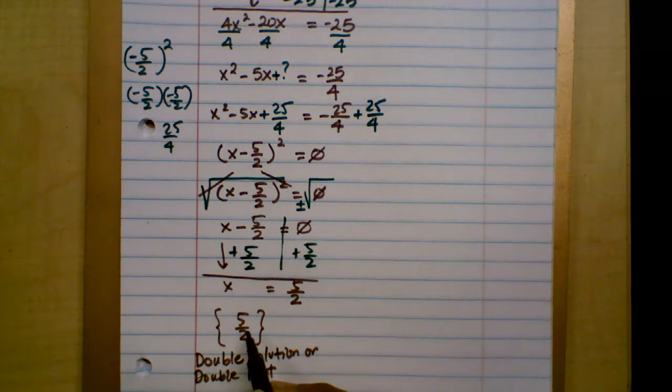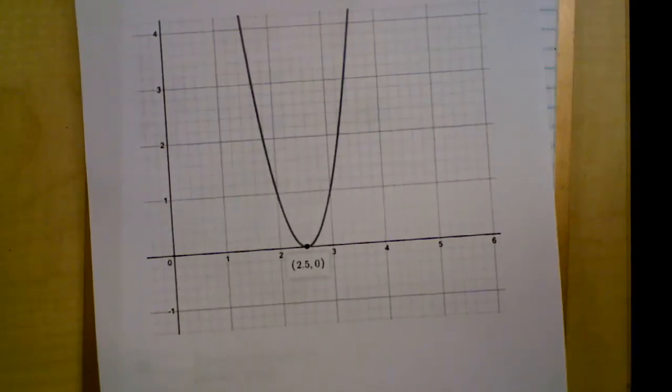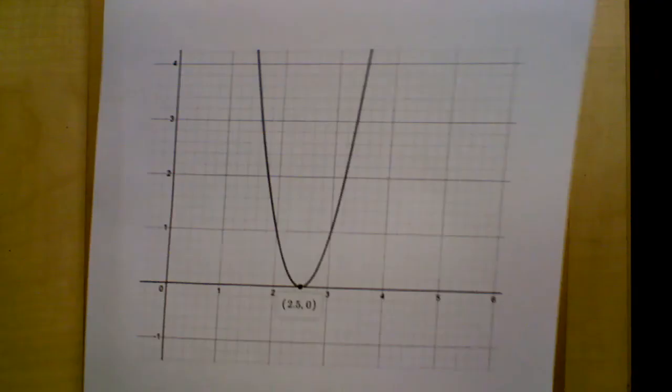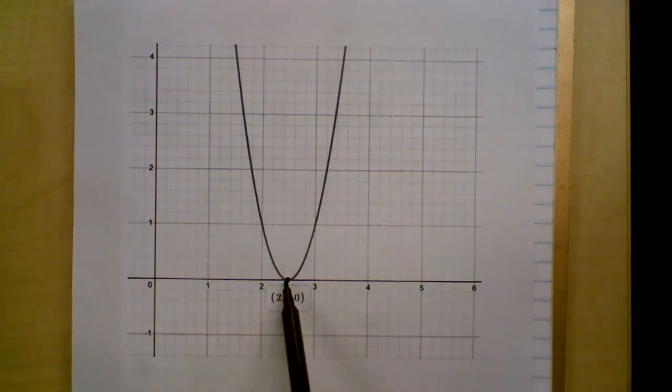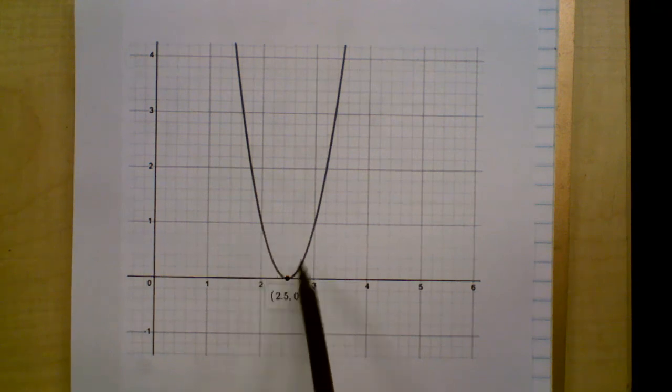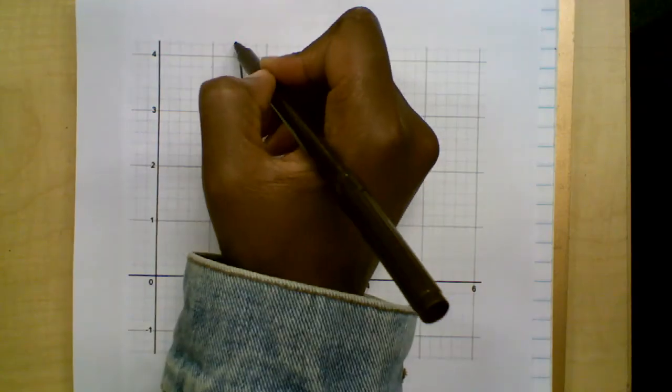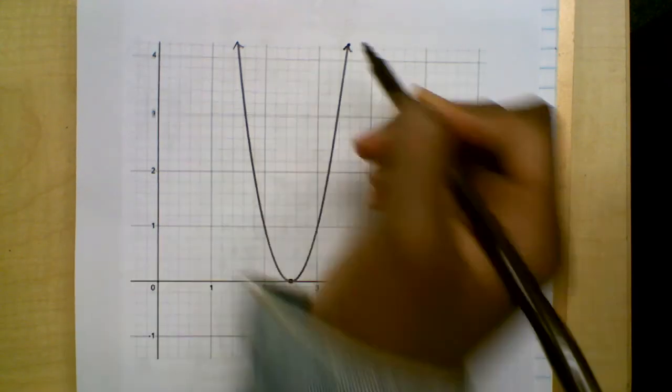The decimal of 5 over 2 is 2.5. Half of 5 is 2.5. So I was able to graph. I just wanted to show you what it looks like to have a double root. When x equals 2.5, which is 5 over 2, you see that at that x value, the parabola is bouncing back up.